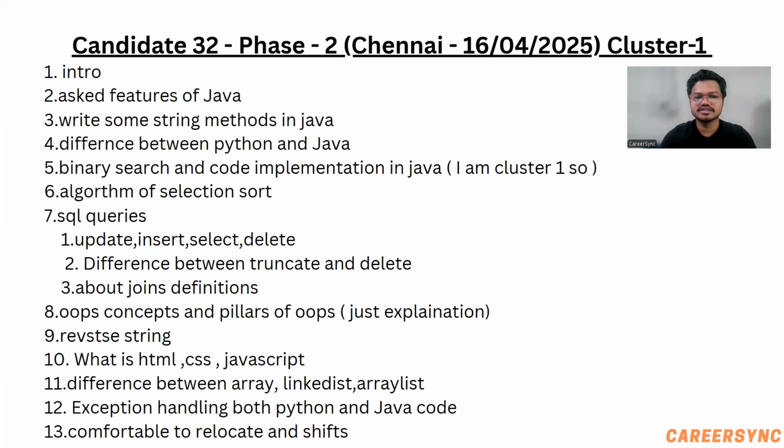After that, he has to write the code to reverse a string. Now, what is HTML, CSS, and JavaScript? I have already mentioned this question in my PDF, that it is very important, so you have to prepare an answer for this also. Now, difference between array, linked list, and array list. Exception handling in both Python and Java code.